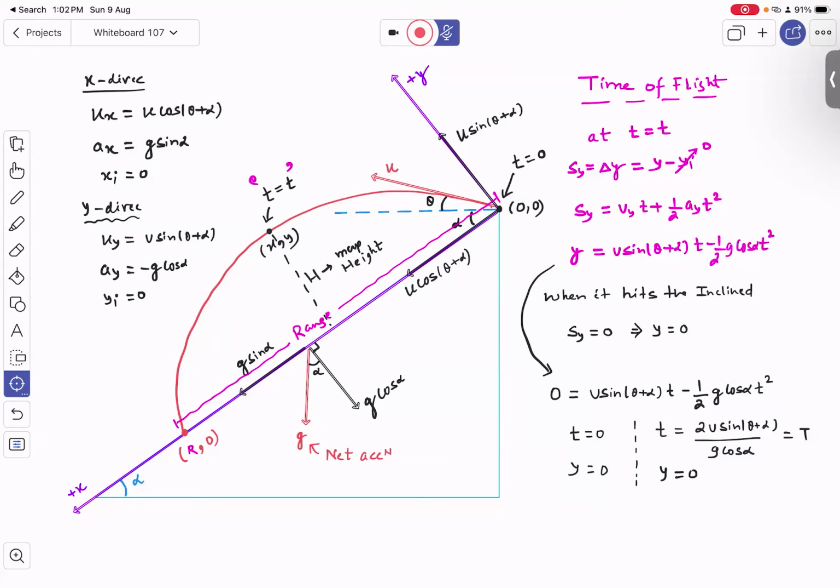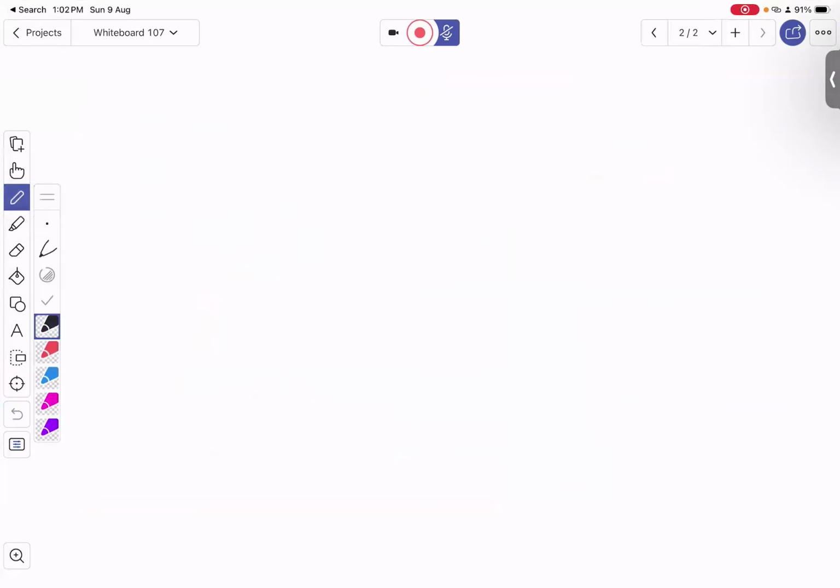Okay, I'll take a new page. Now, to find the range, what is the range? It is the total displacement along x.